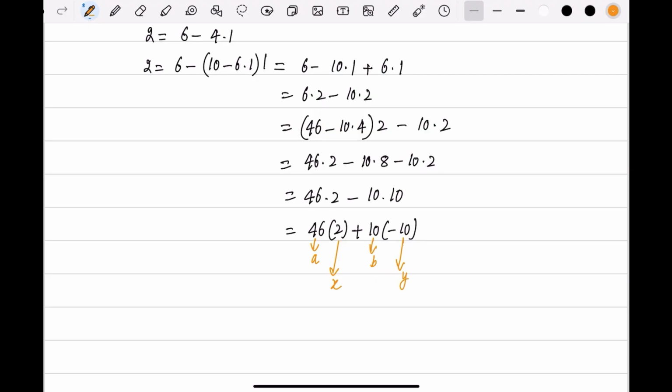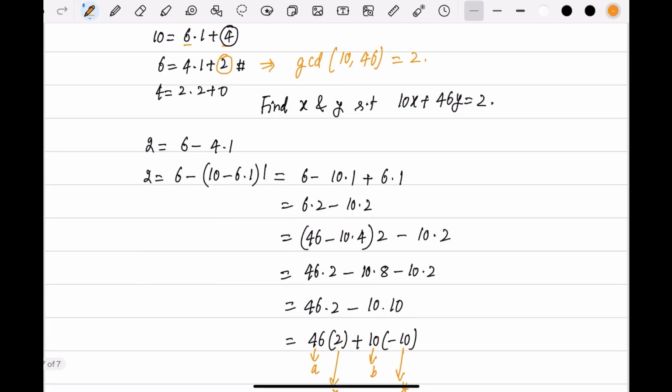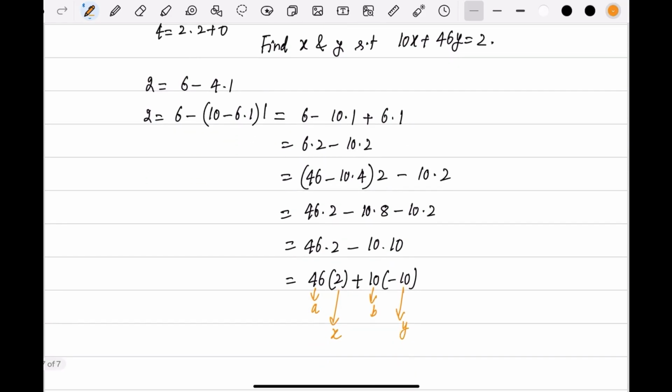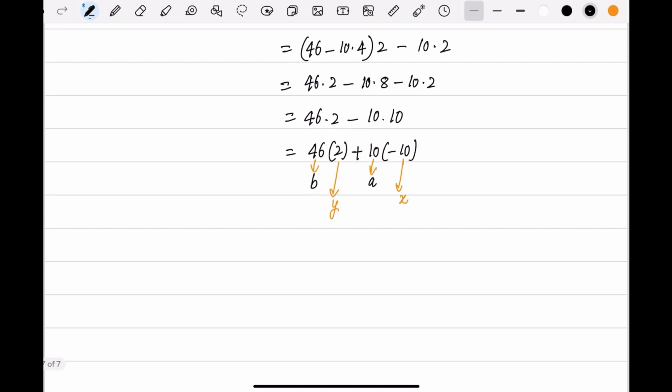Since we have written 10x, the minus 10 is our x, so we can write it that way. This is our y actually, and this one is our x. We have taken this one to be a and this one to be b. That means using the division algorithm we have found the values of x and y also.